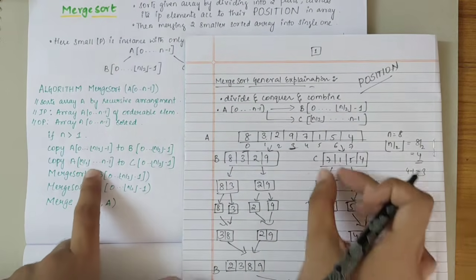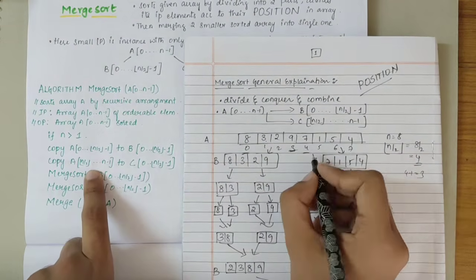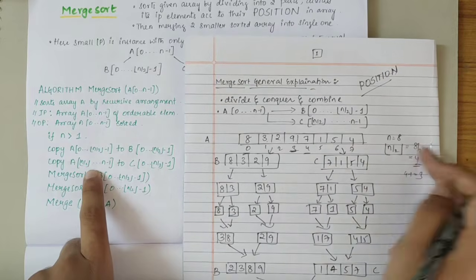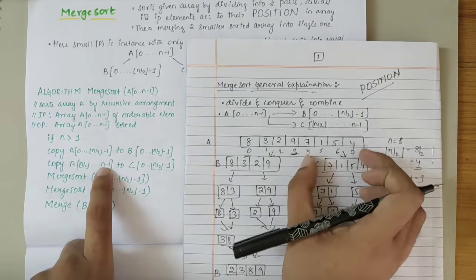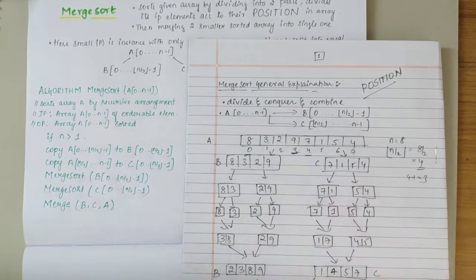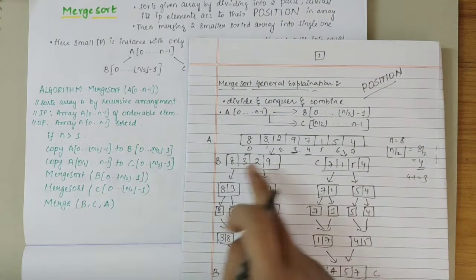And similarly, n by 2. The n by 2 value is 8 by 2, that is 4. From 4 to n minus 1, and 8 minus 1 is 7. From 4 to 7, we have copied it to C. So these two steps we have executed here, for B and C.